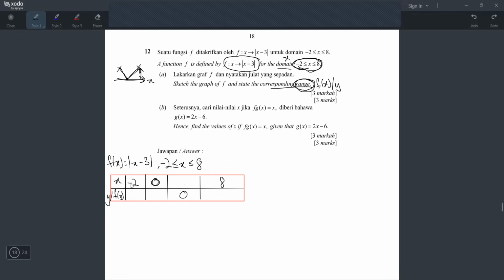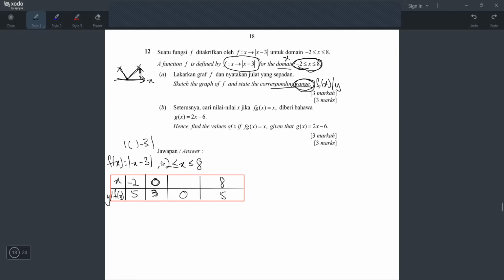Okay, now it's time to substitute the negative 2 inside my function, right? So let's say this is negative 2. Negative 2 minus 3 is negative 5. Modulus negative 5 is 5. So this is 5. Now let's substitute 0. 0 minus 3 is negative 3. Modulus negative 3 is 3. So 3. This one I will do last, I'll do later. Let's do this one first. So this one is 8, right? So let's substitute 8 here. 8 minus 3 is 5. Modulus 5 is also 5. So just write 5.